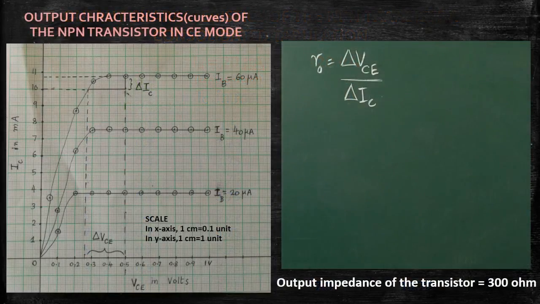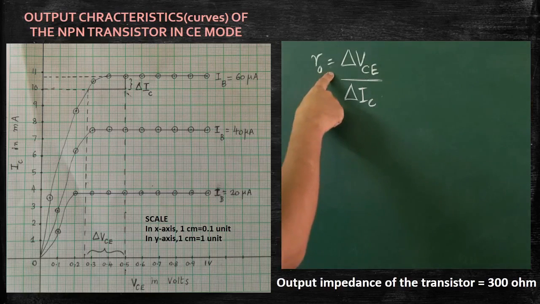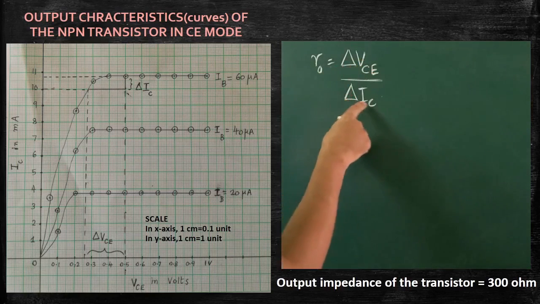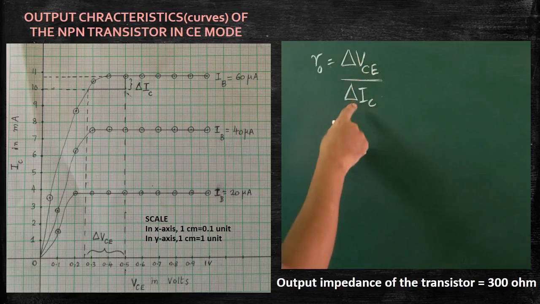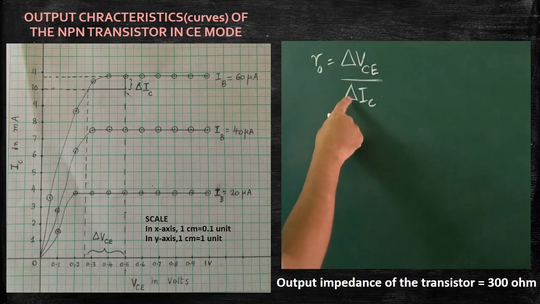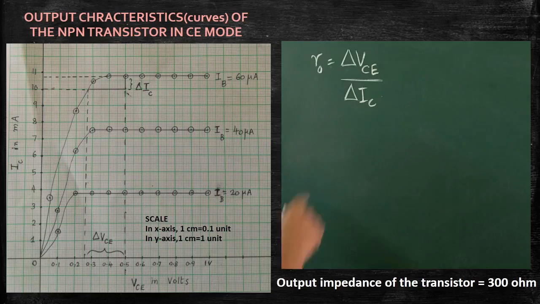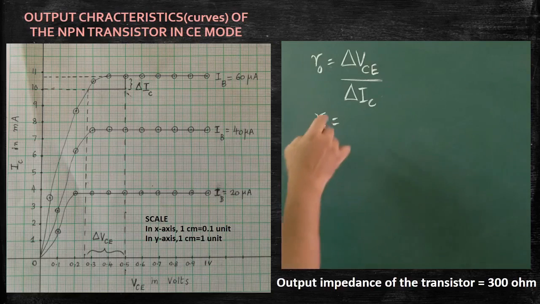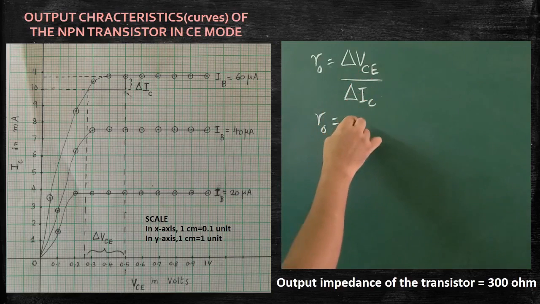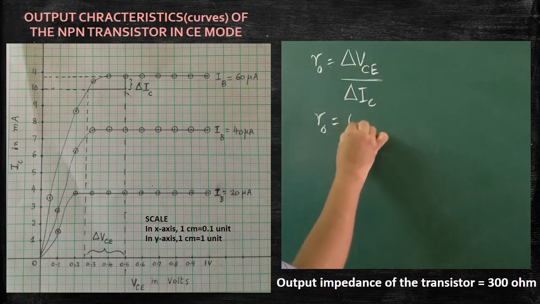Now we are going to calculate the output impedance of the given transistor by using this formula: RO is equal to del VCE divided by del IC. Del VCE means difference in or change in collector emitter voltage. Del IC means difference in or change in collector current. By using this formula, we are able to calculate the output impedance. From the slope, that is from the graph, del VCE could be calculated. Here the maximum value of VCE minus minimum value of VCE to be substituted.